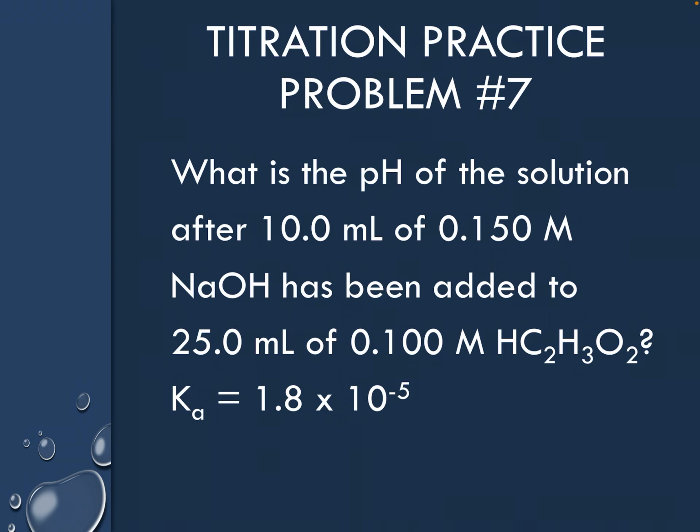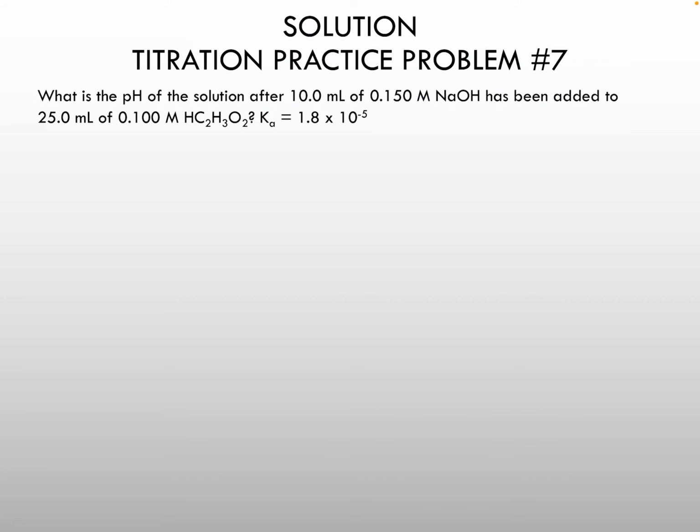All right. What is the pH of the solution after 10 milliliters of 0.15 molar sodium hydroxide has been added to 25 milliliters of 0.1 molar acetic acid? All right, so now we have started adding our base. So once we've started adding our base, now we have an acid-base reaction. So your first thing that you should always do is figure out how many moles of each one have been added and throw that into a reaction ICE table. So let's start there.